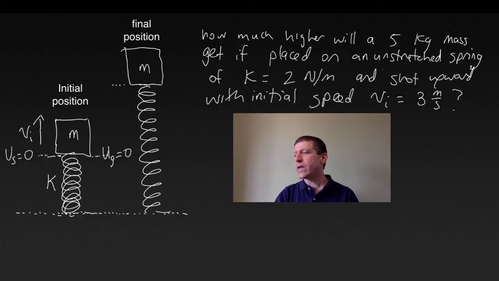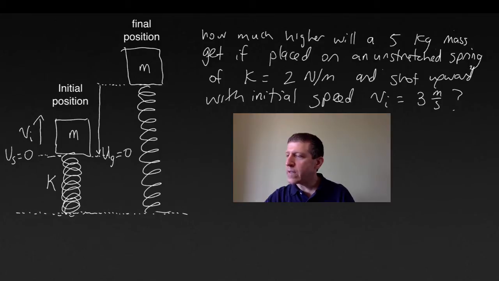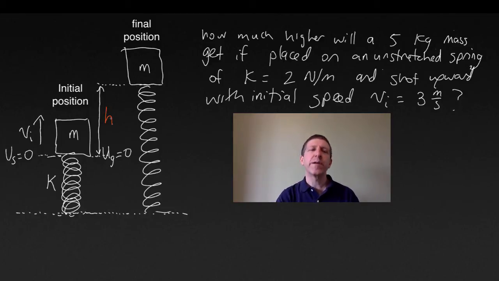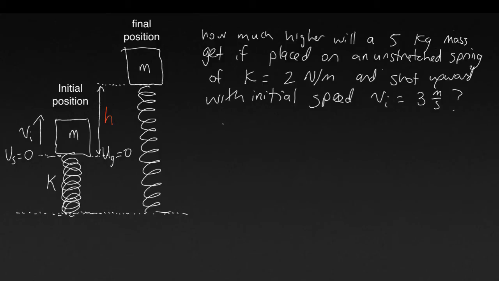This level right here is 0. So it's going to go upward to this point up here. This is going to be a distance that I'm going to have to identify. I'm going to just call that, for lack of a better variable, h. That makes sense because we're going to start here at 0 and it's going to get up to a height h. Cool. Now let's go ahead and write our equation for energy conservation.